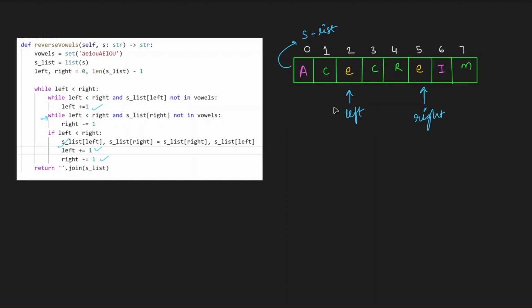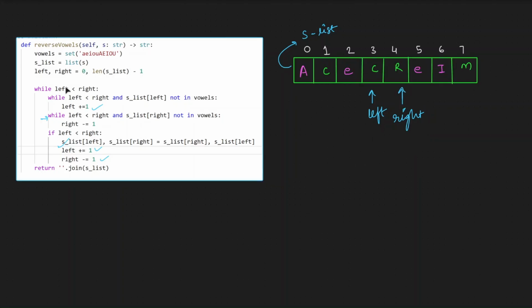So while left is less than right, yes, that is true. S list of right, which is character E, is not in vowels? No, it is false. It is in vowels. So we're just going to switch these two. When we switch, because these are same characters, it doesn't really make a difference, but still we have switched them over here. Now again, we increase both left and right. So left will point over here and right will point over here.